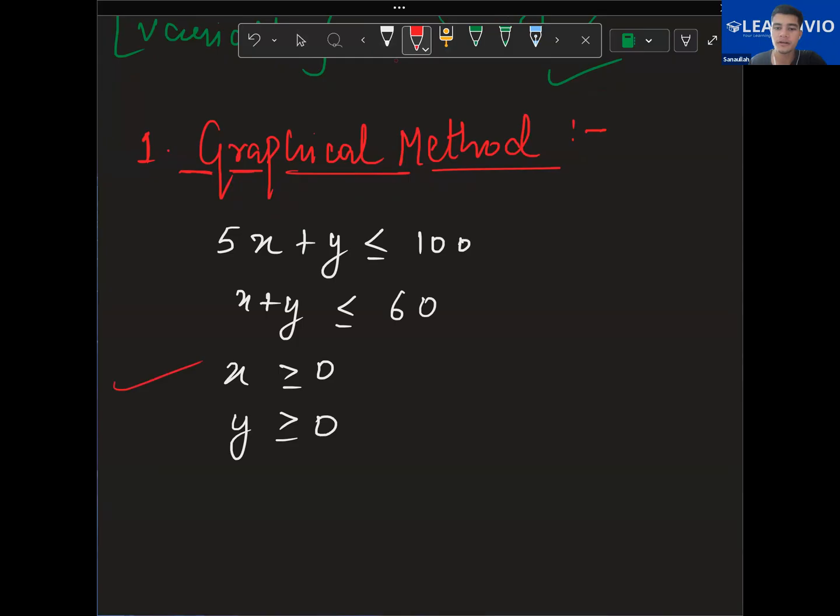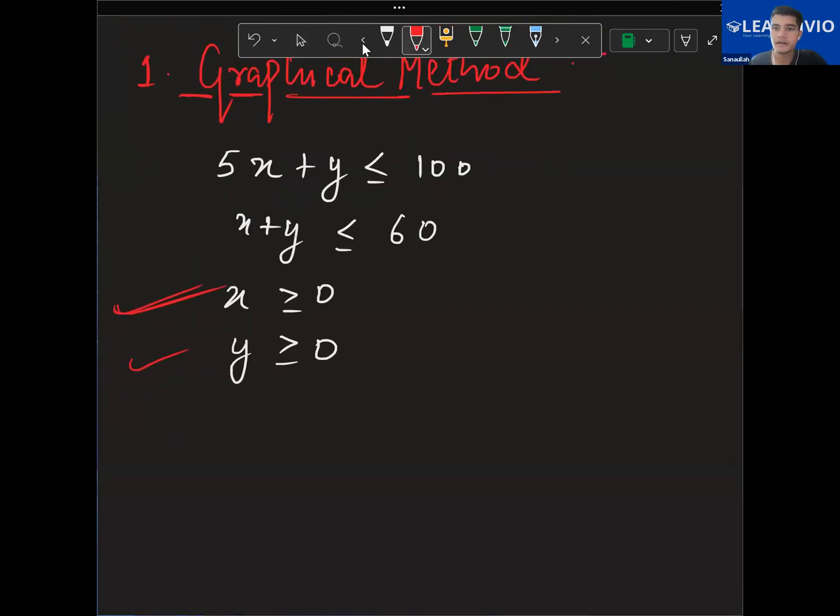These two are also important, right? Sometimes students forget to write this, but these are also important. They will help you define the boundaries concisely. This x greater than 0 and y greater than 0 means that you are in the first quadrant.